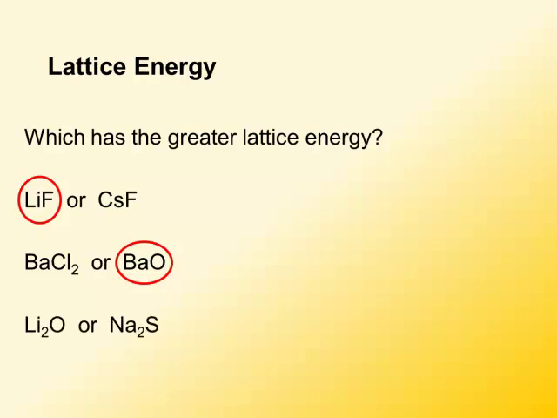What about lithium oxide versus sodium sulfide? Both cations are +1s. Both anions are -2s. So let's look at the size of the ions. Lithium is smaller than sodium. Oxygen is smaller than sulfur. Ions with smaller radii will result in higher lattice energy. Lithium oxide, then, is the answer.